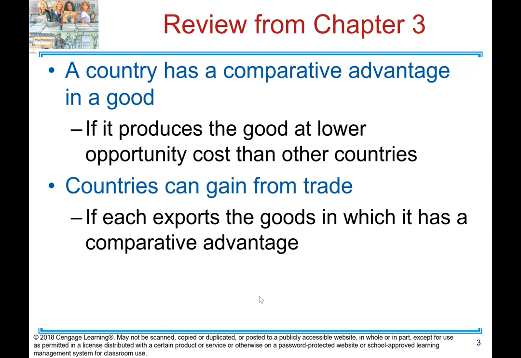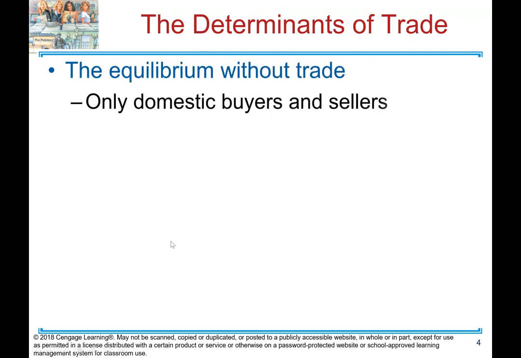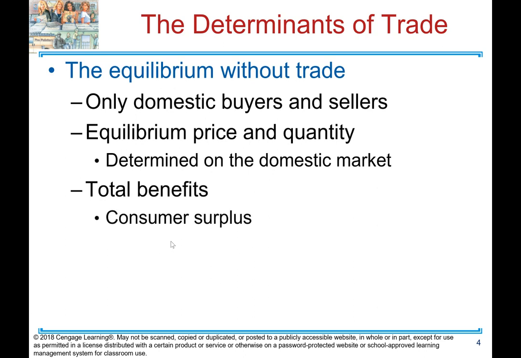From chapter 3, we saw that a country has a comparative advantage if it produces the good at lower opportunity cost than the other country. Countries can gain from trade if each exports the good in which it has comparative advantage. Let's look at determinants of trade.